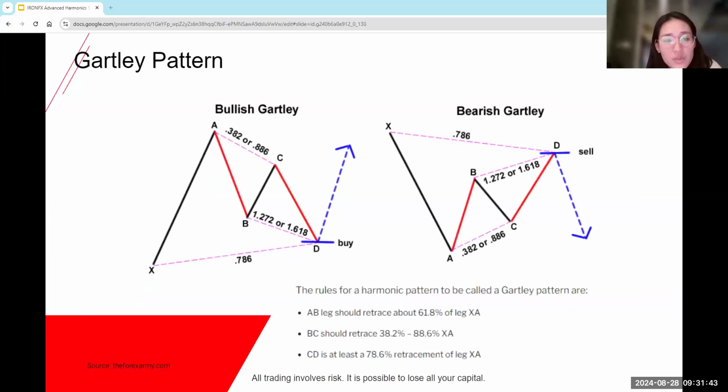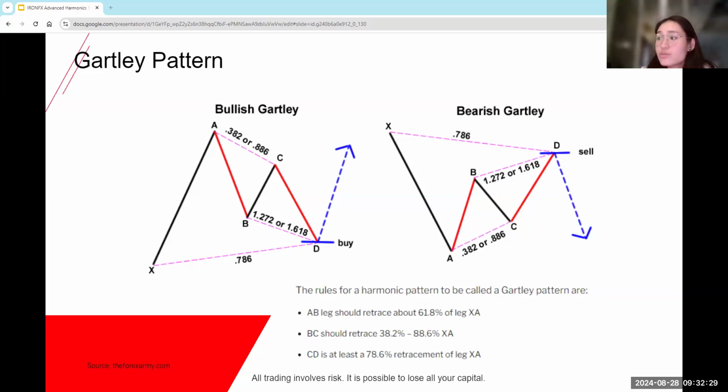Okay, so let's start with the first pattern, which is the Gartley pattern. It was first outlined by H.M. Gartley, and the Gartley pattern is probably the best known harmonic pattern. Structure and appearance wise, the Gartley pattern typically forms in a trending market, and it has an M shape in a downtrend or a W shape in an uptrend. Remember, because these are reversal patterns, we're calling this a bullish Gartley because it should be in a downtrend, and then we're looking for a reversal into an uptrend. Bearish because it's an uptrend and we're looking at a reversal into a downtrend.